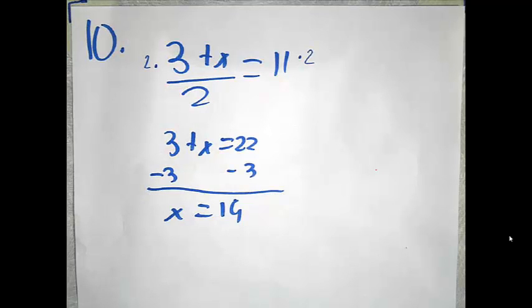This is problem number 10. First you multiply 2 on both sides, then you get 22, and you minus 3, and x equals 19.